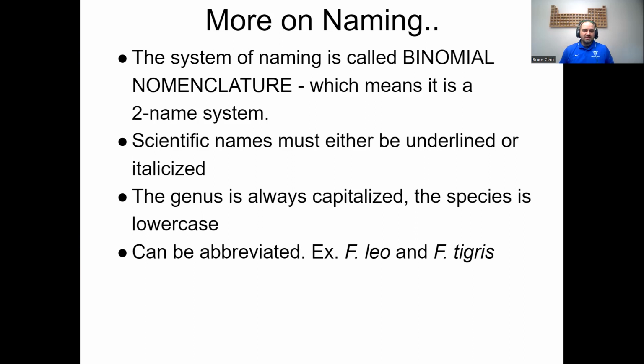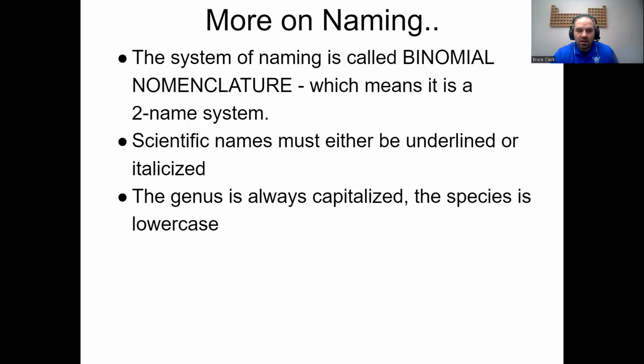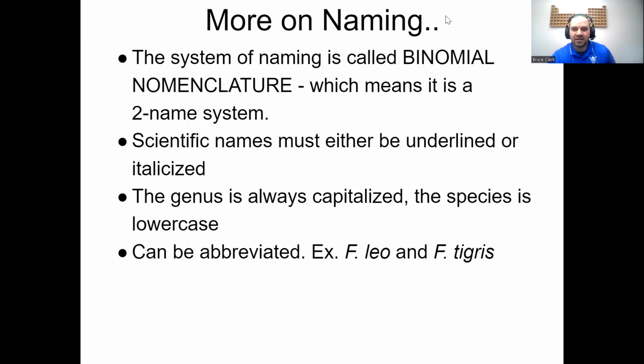The genus is always capitalized. So the first word is always capitalized and the second one is always lowercase. And it can be abbreviated as shown below there. Okay, that is our scientific naming protocols there. I'll stop there. You guys have all you need to do the assignment.